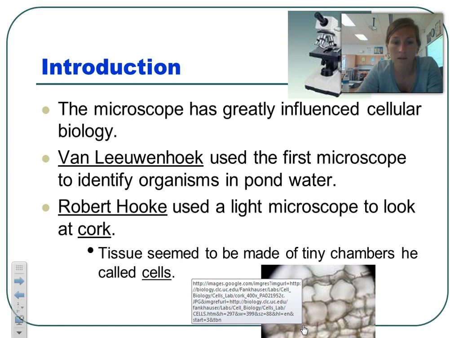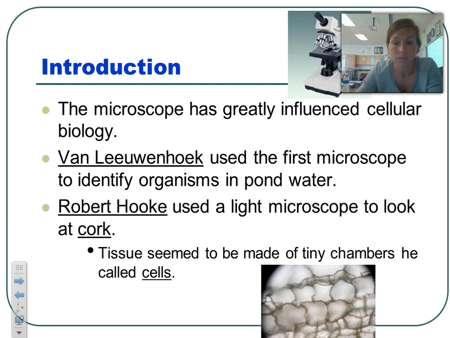Okay, so 7.1 is an introduction into how we discovered cells. Basically, it's the result of the invention of the microscope that has greatly influenced cellular biology, or the study of cells. Van Leeuwenhoek used the first microscope to identify organisms in pond water, and then Robert Hooke used a light microscope to look at cork. Cork is a type of plant tissue, and those tissues seem to be made of tiny little chambers, and he decided that those chambers looked like little cells, kind of like jail cells, with their walls, and that's how we got the name for cells.